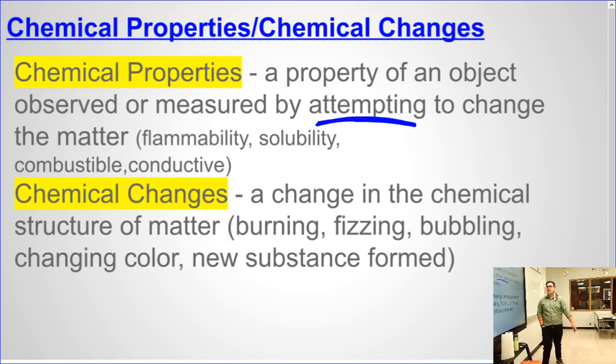And I already helped us out earlier with solubility. So, solubility dissolves in a liquid. If it doesn't dissolve in a liquid, we call it non-soluble. Tough stuff, right? Yes.